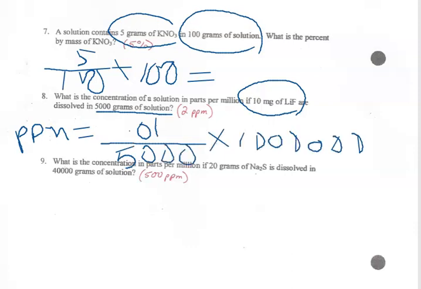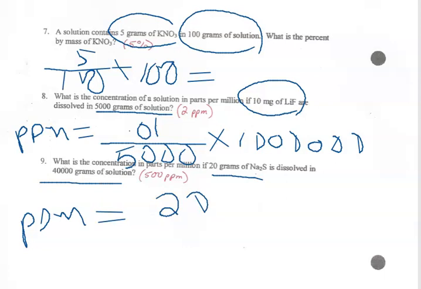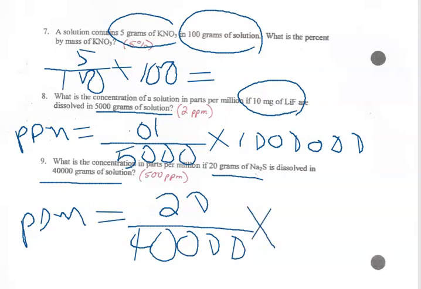The last one here in number 9 is also a parts per million question. The mass of the solute in this case is 20, and we got 40,000 grams of solution. That incorporates the mass of the solute since it's told to us that it's solution. And what are we doing? We're multiplying by 1,000,000 again. And you're going to get your answer. Boy, my zeros are pretty bad here. 500 parts per million. That ends this video on solution concentration.